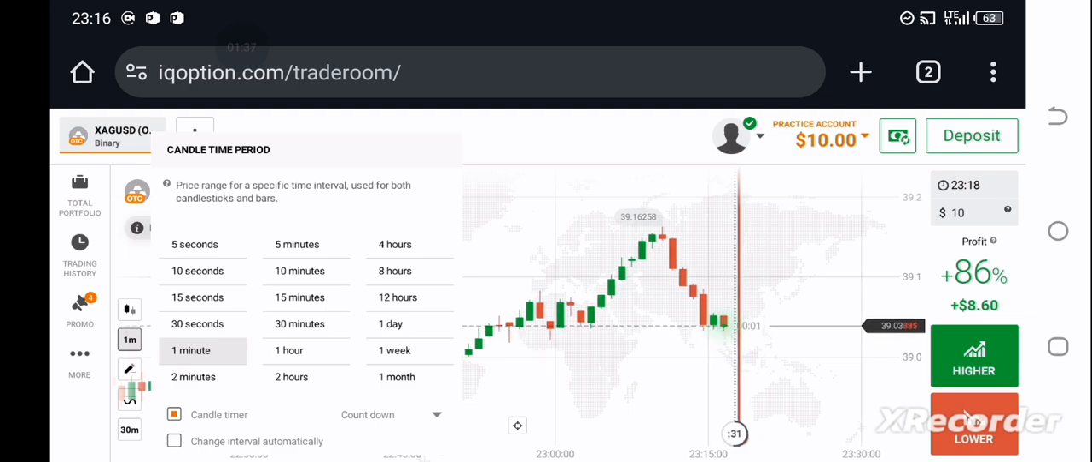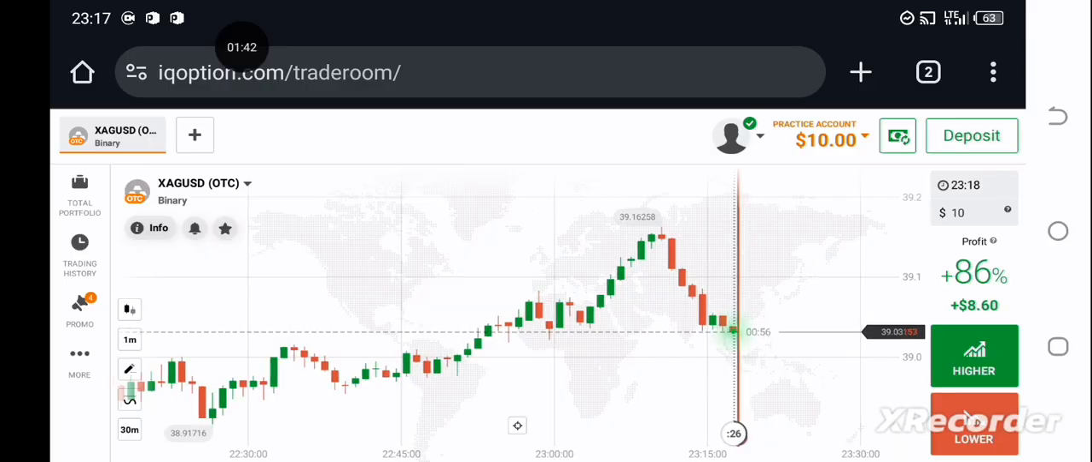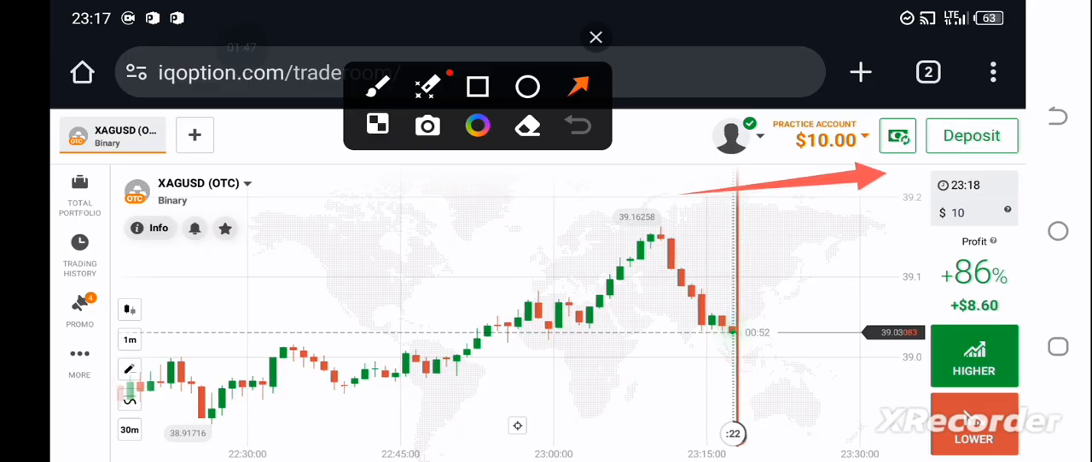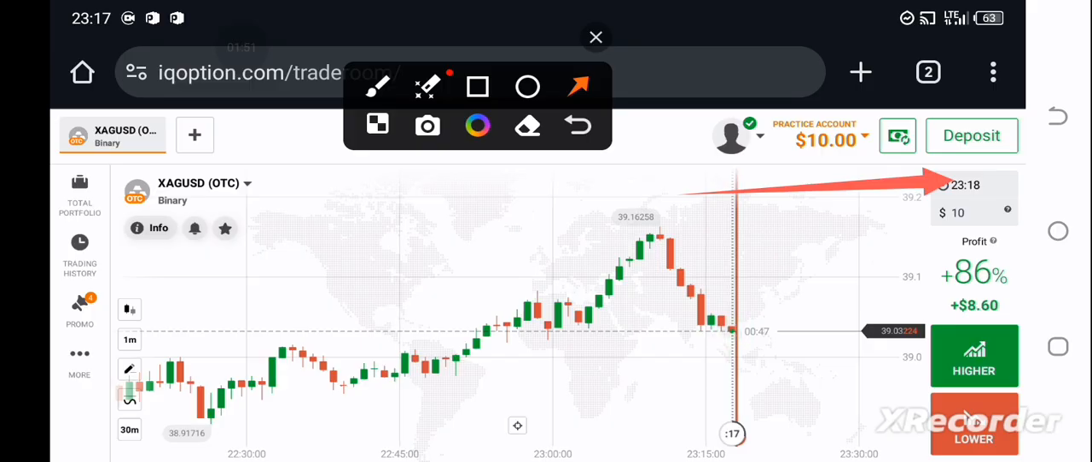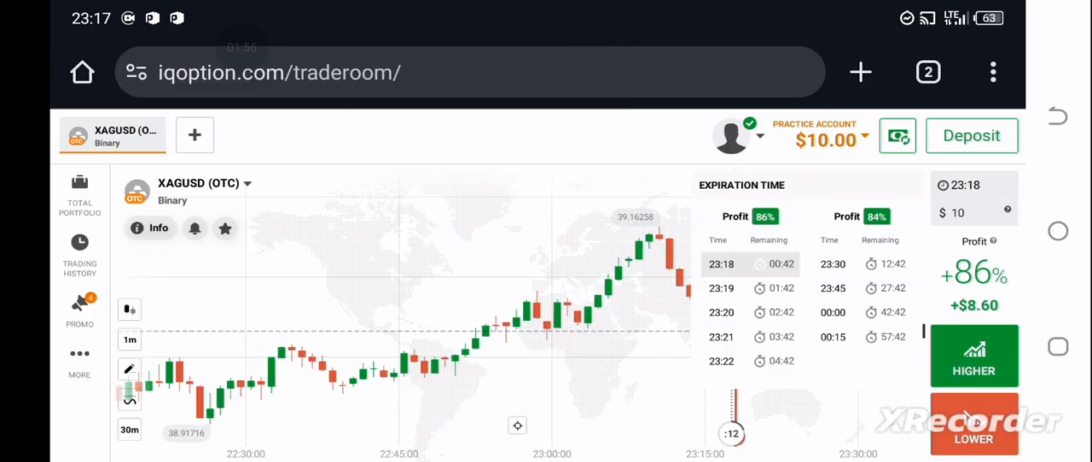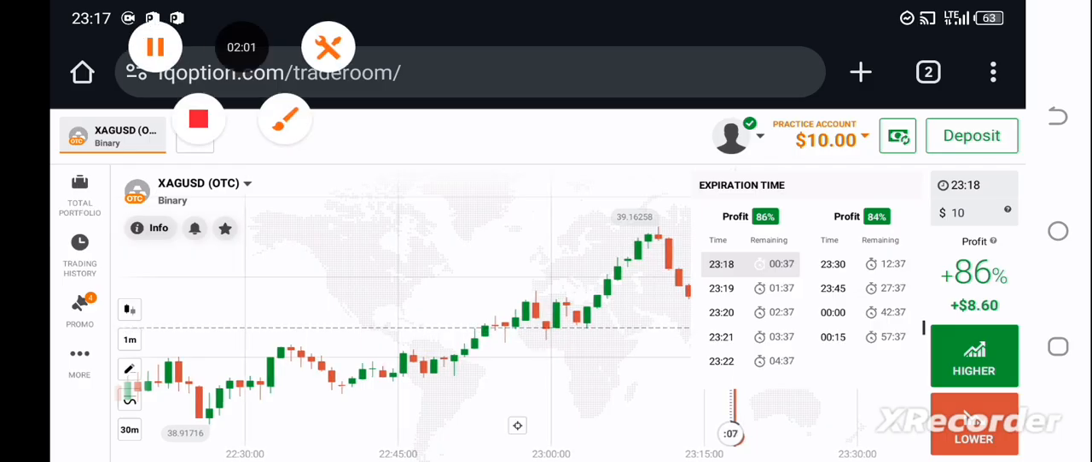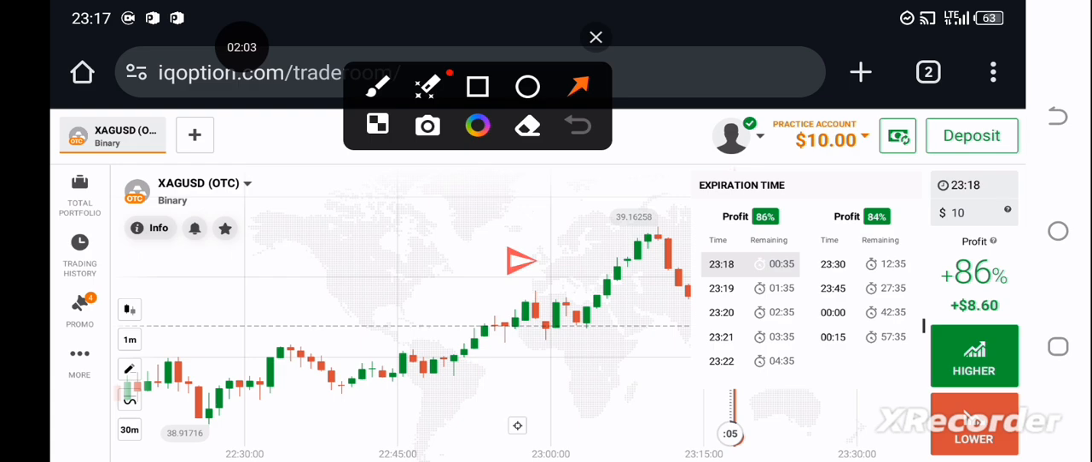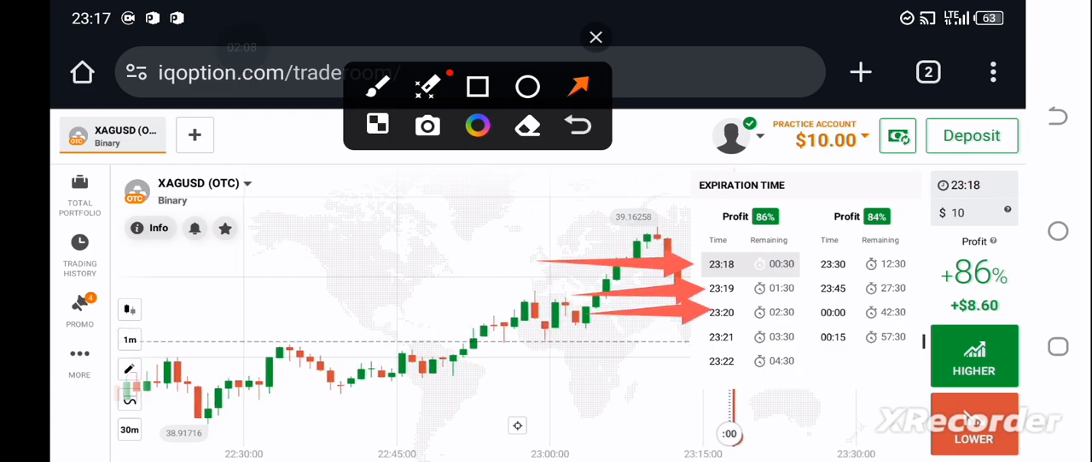If you click this particular area here, those are the time frames. You will see we have 1 minute, 2 minutes, 3 minutes, 4 minutes, 5 minutes.